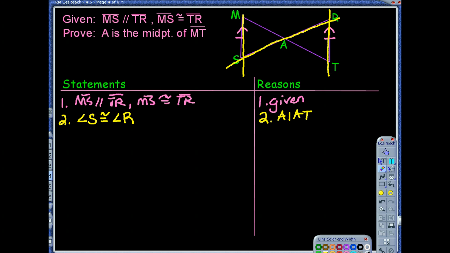And actually going along the lines of the alternate interior angle theorem, I could also talk about MT being our transversal. And with MT being the transversal, I could talk about how angle M was congruent to angle T, still based off of that alternate interior angle theorem.